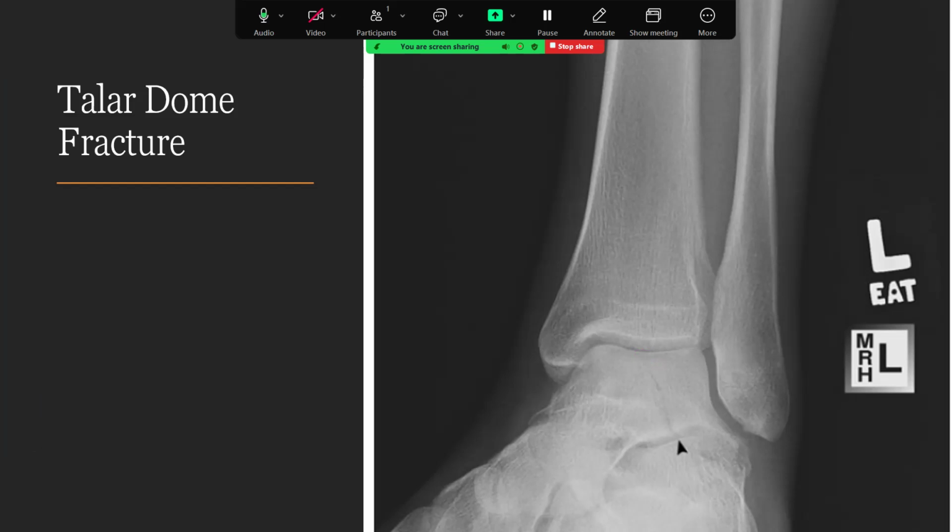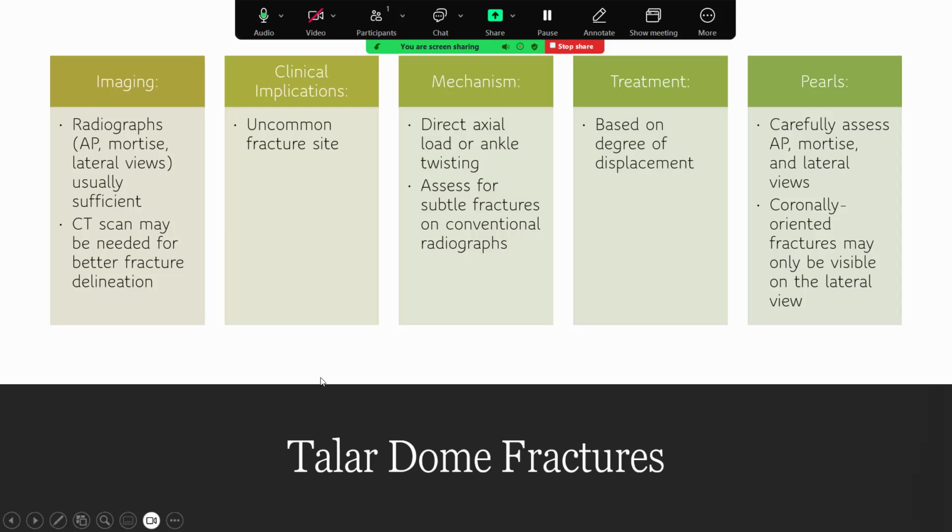So I just want to go back one, just to talk about the talar dome fracture. Sorry about that. I think I may have arranged these slides in an incorrect manner. But anyway, in terms of imaging, radiography, which is normal X-rays, are normally enough. AP, mortise, and lateral views are normally sufficient. And CT scan sometimes is needed with subtle fractures, and especially if we don't know if it runs into one of the other bones, then you need to have a look.